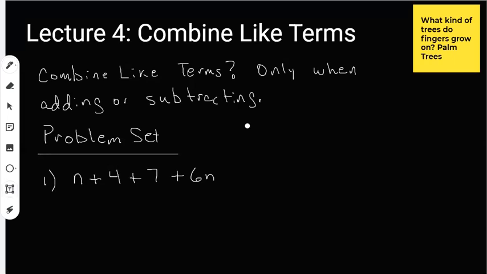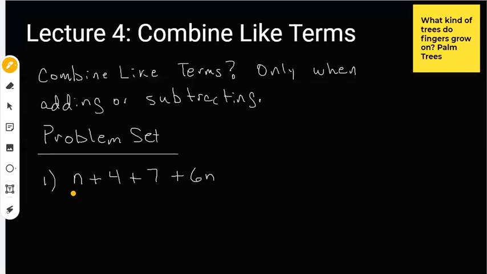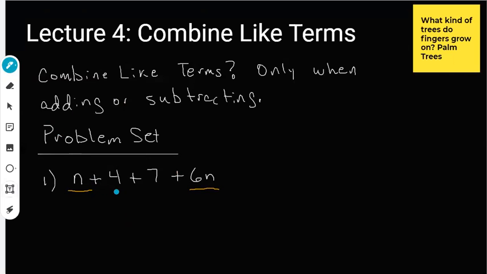So what we're going to do is combine like terms. What does that mean? Well, if they both end in a variable, those are going to be like terms. So I'm going to underline all the terms that end with a variable. N and 6n. Now we're going to put those together since those end with the same variable, but we're also going to put the 4 and the 7 together. And that's because these are both just regular numbers. So those are like terms.